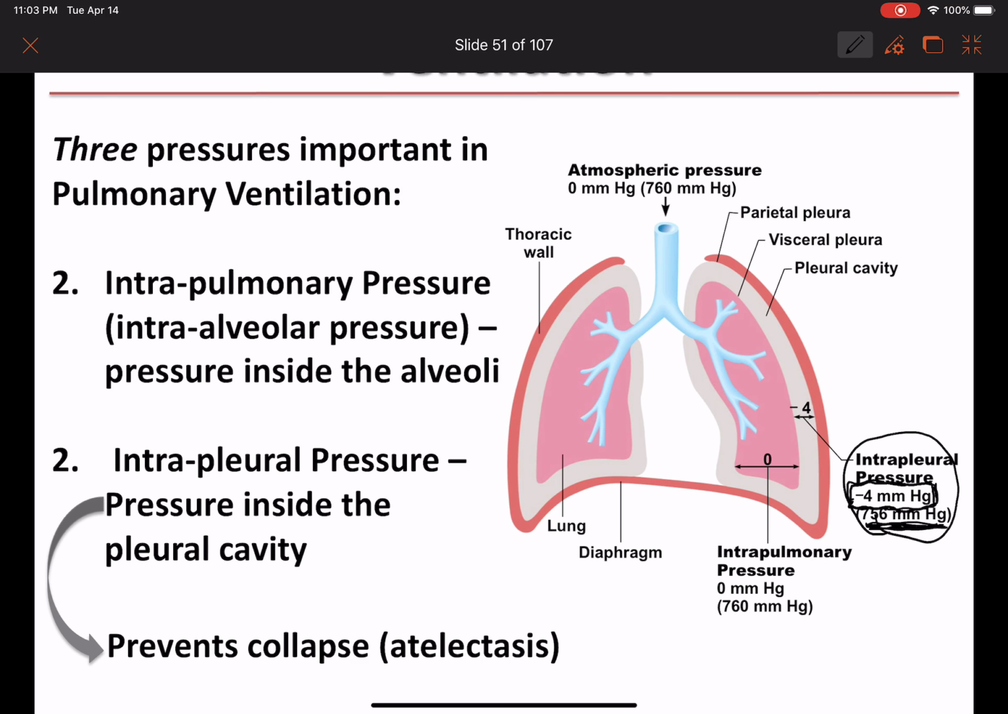So atelectasis, which is the word that's described right here, is basically when you have a collapsed lung. So when you lose this -4 intrapleural pressure, then you don't have this suctioning effect anymore, so that the parietal pleura does not tug on the visceral pleura, and we're not able to expand the lungs when we increase the volume of our thoracic cavity during inhalation, right? And as a result, the lungs are going to effectively collapse. They're no longer going to be able to inflate. And that's what atelectasis is. It is a collapse of the lungs.